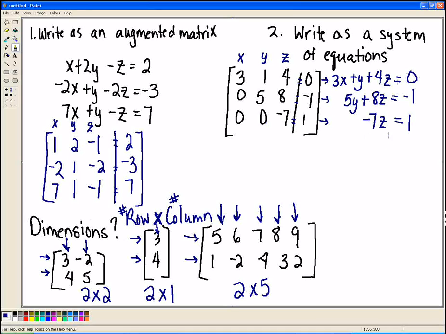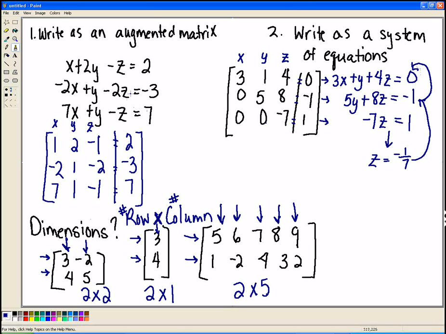And now from here you can see we're going to use this to start to solve the system of equations. From here I could very easily say that z was equal to -1/7. From there I could plug in z into this equation and solve for y. And once I had z and y, I can plug them both into the top equation and solve for x. We will demonstrate that more in the next video.